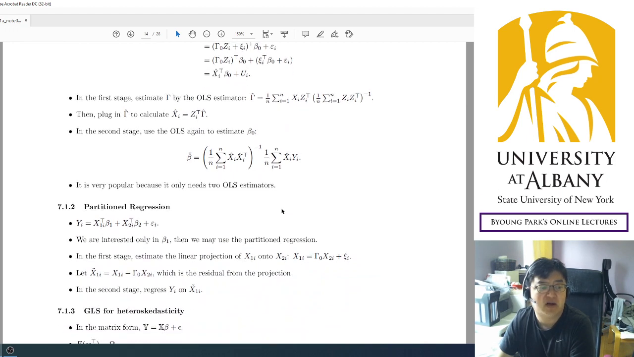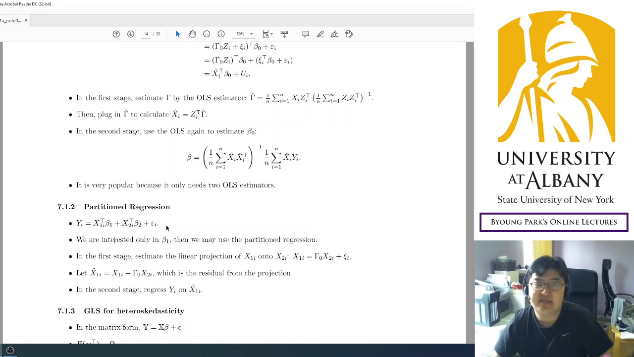Another example I can show you is the partition regression. We divide the regressors into x1 and x2. Suppose that there is no endogeneity, so x1 and x2 are exogenous variables, and you are interested only in x1, that is, beta 1. You only need x1, but x2 is not unnecessary even though it should be included in the regression. I'm not interested in beta 2.